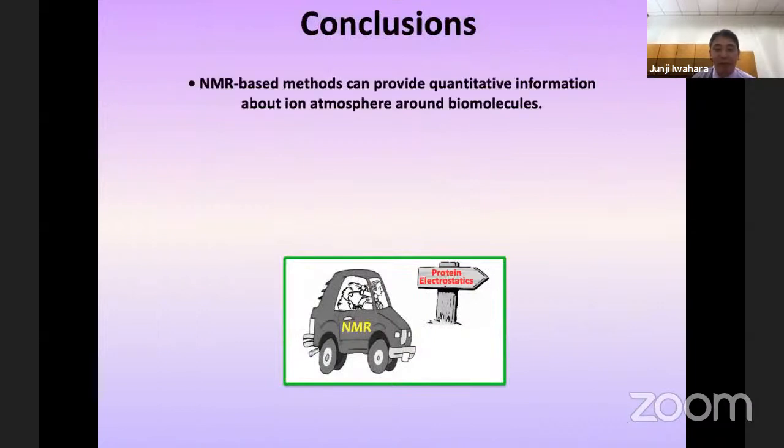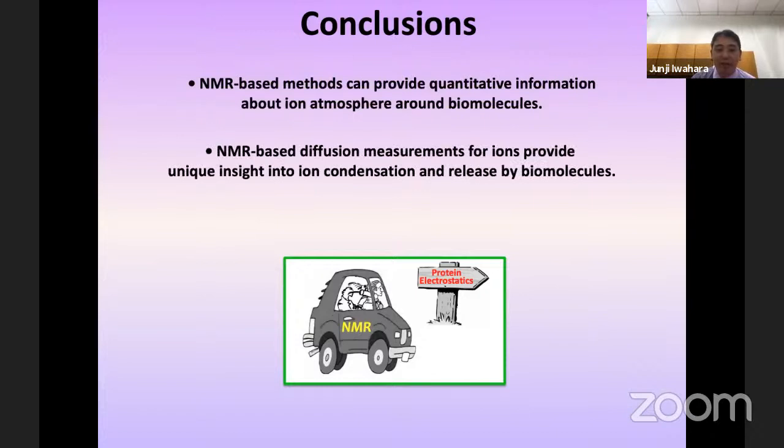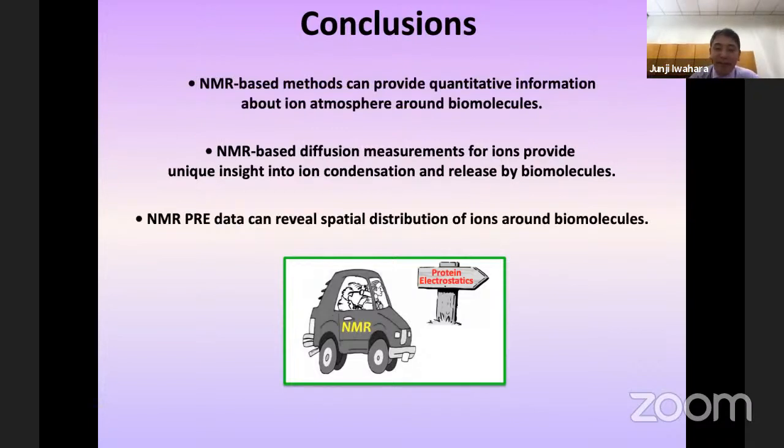Okay, here are the conclusions. Basically, NMR-based methods can provide quantitative information about the ion atmosphere around biomolecules. And NMR-based diffusion measurements for ions provide unique insight into ion condensation and release by biomolecules. And NMR PRE data can reveal the spatial distribution of ions around biomolecules. Maybe this cartoon right here best represents the conclusion. Basically, with NMR, we can make progress in protein electrostatics.